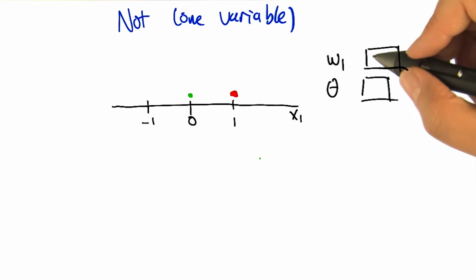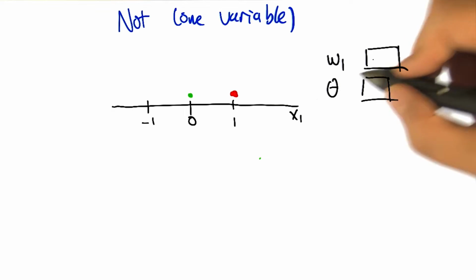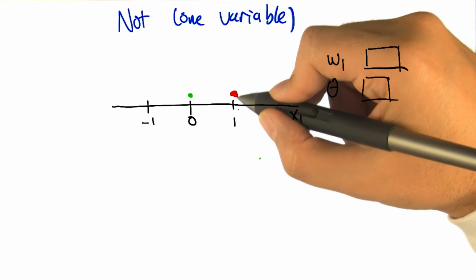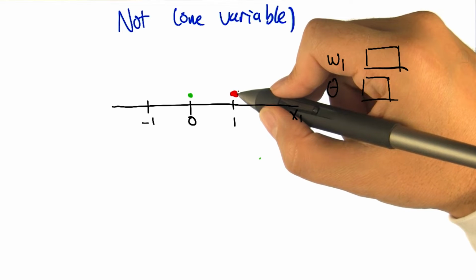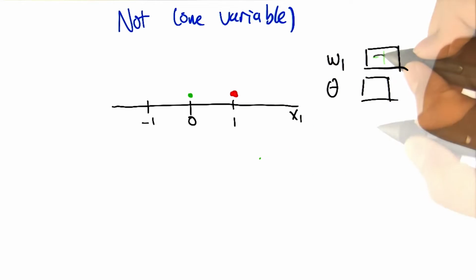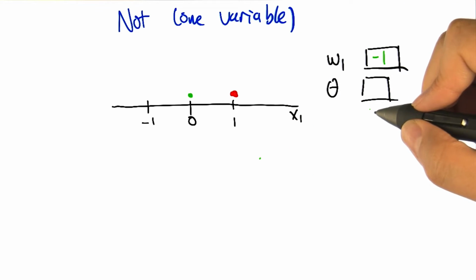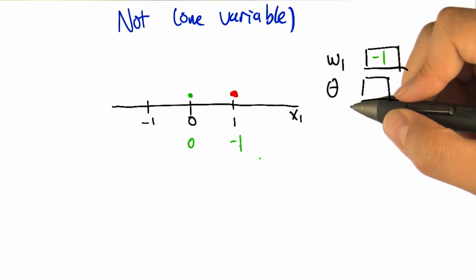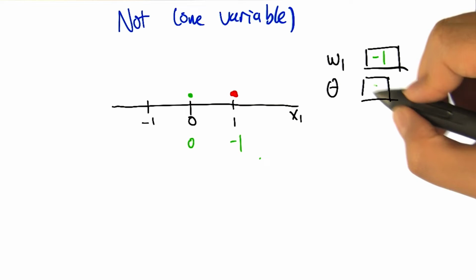So let's see. If we have a 0, we want to turn that into something above the threshold. And if it's a 1, we want it to be below the threshold. So why don't we make the weight -1? Good. And that will turn a 0 into a 0, and it'll turn a 1 into a -1. All right. And so then the threshold just has to be 0.